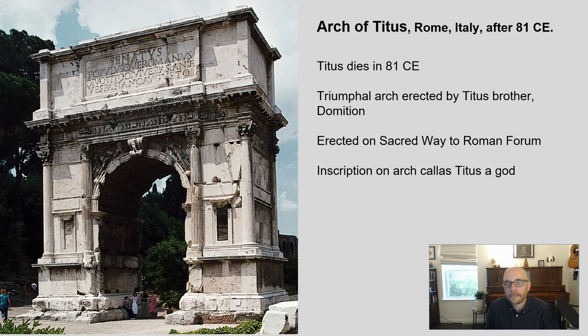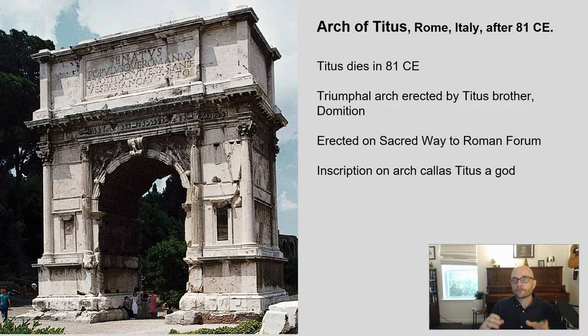Let's look at another major kind of large-scale Roman civic art. These are called triumphal arches. Triumphal arches are arches that were made to commemorate a special event. This could be a military victory, but it could also be just a person. It could be a non-military event.